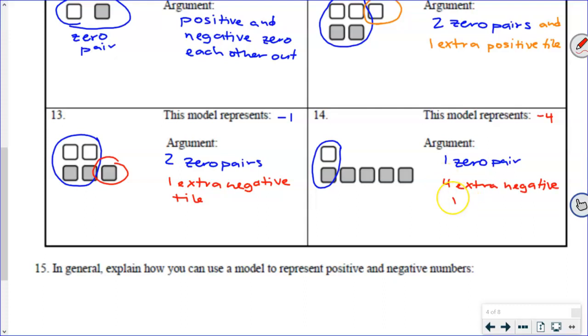Tying this back into what we did yesterday, I hope you can start seeing some maybe addition problems, how these things are combined, and we're already finding those 0 pairs to form the numbers. In general, explain how you can use a model to represent positive and negative numbers. I'm not going to make you write that down. How do we use these models? What are we doing? Whether it's rocks and balloons, chip tiles, what are we doing? Joshua? Exactly. Finding how many 0 pairs there are, counting what is left over.